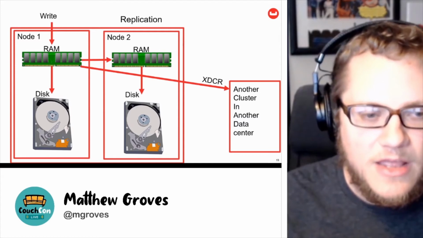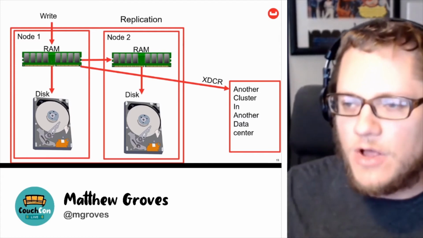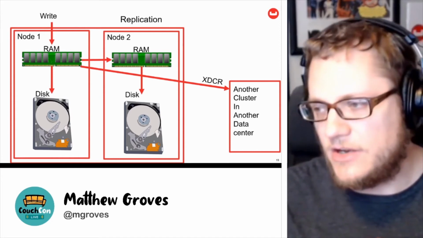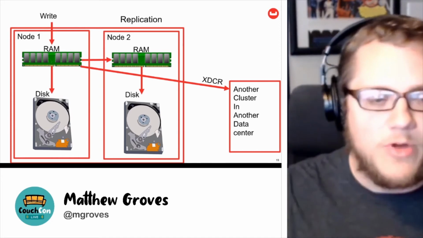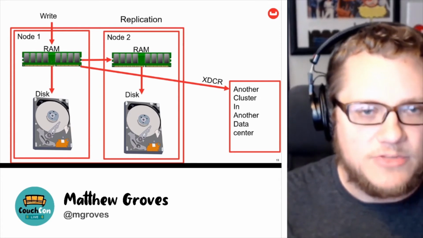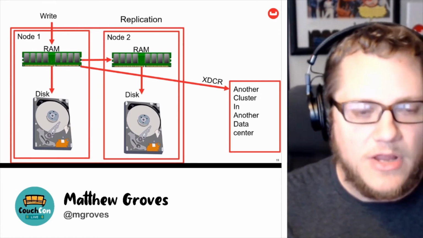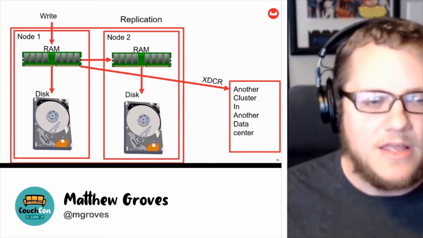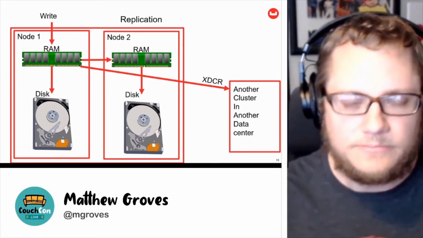And so the data, when it comes into a write, it will also be queued up to be replicated across to a different data center using XDCR. And it can go both ways. It can be a master-master system, it can be a disaster recovery, it can be a backup cluster, whatever you want to use it for. The replication is there between clusters as well.